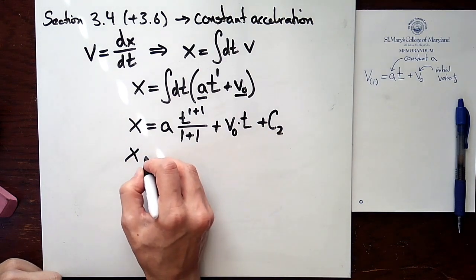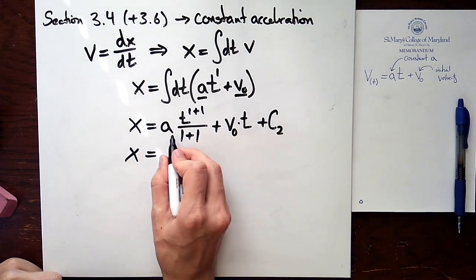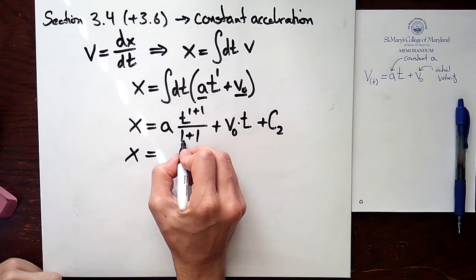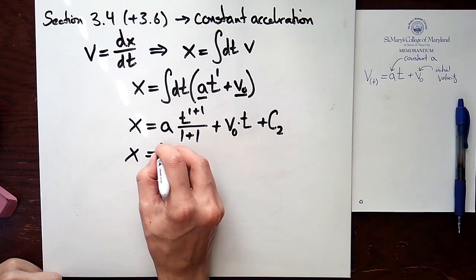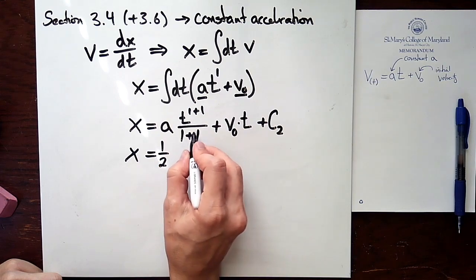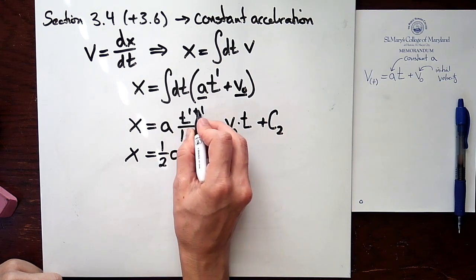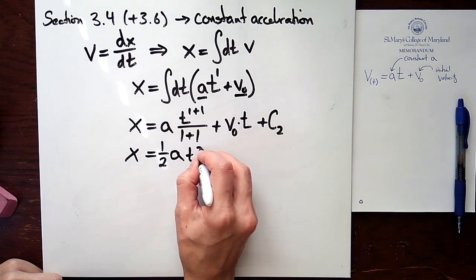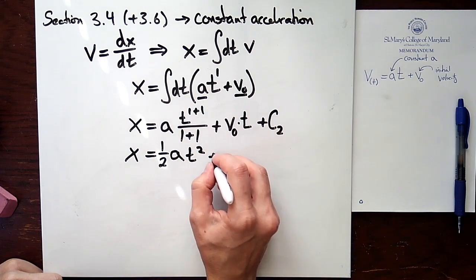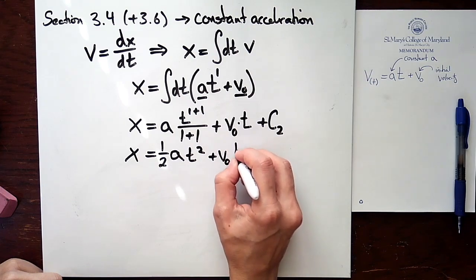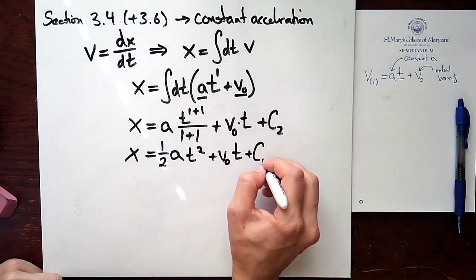So let's make this a little bit neater. So 1 over 1 plus 1, that's 1/2. We'll move that out front. So that's just this part out front. Times a, t to the 1 plus 1, that's t squared, plus v naught times t plus our unknown constant.